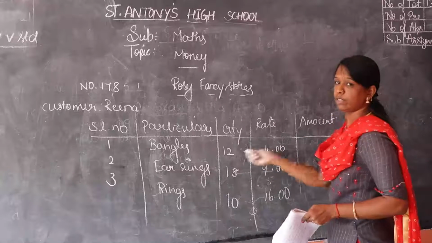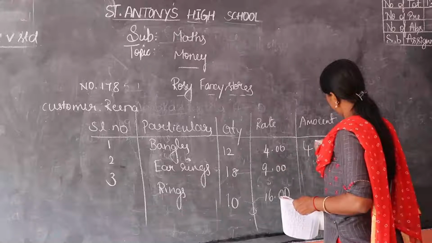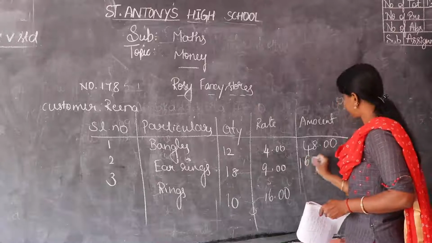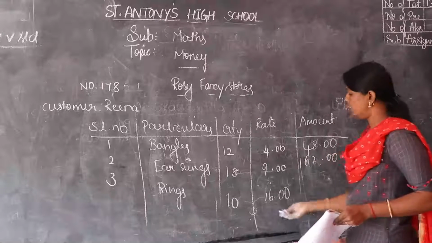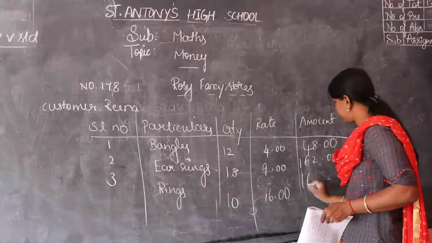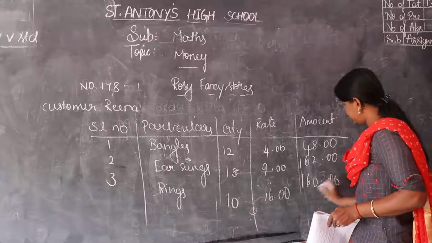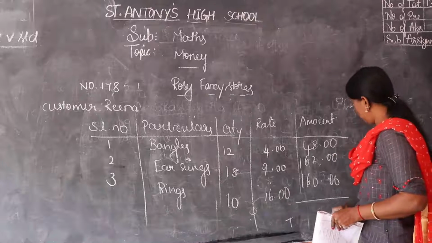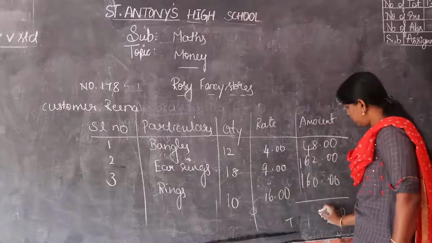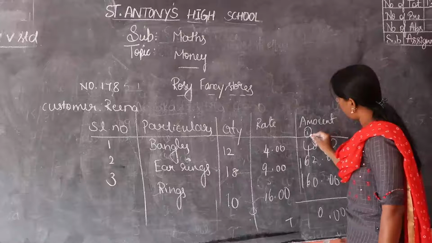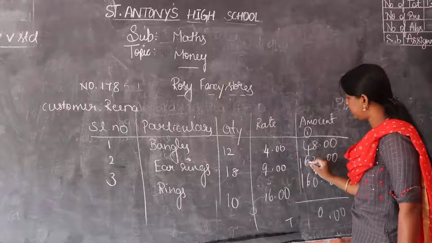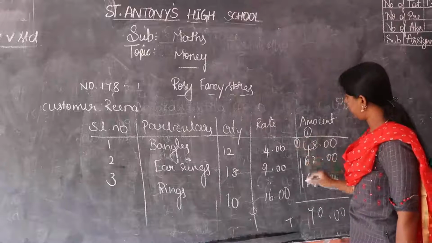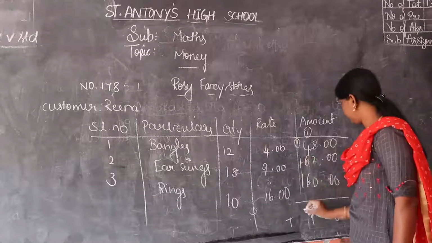12 fours are how much? 48. 18 nines are 162. 10 sixteens are 160. Then the total amount: 8 plus 2, 10, 0, 1 carry. 1 plus 4, 5. 5 plus 6, 11. 11 plus 6, 17. Write 7, again 1 carry. 1 plus 1, 2. 2 plus 1, 3.